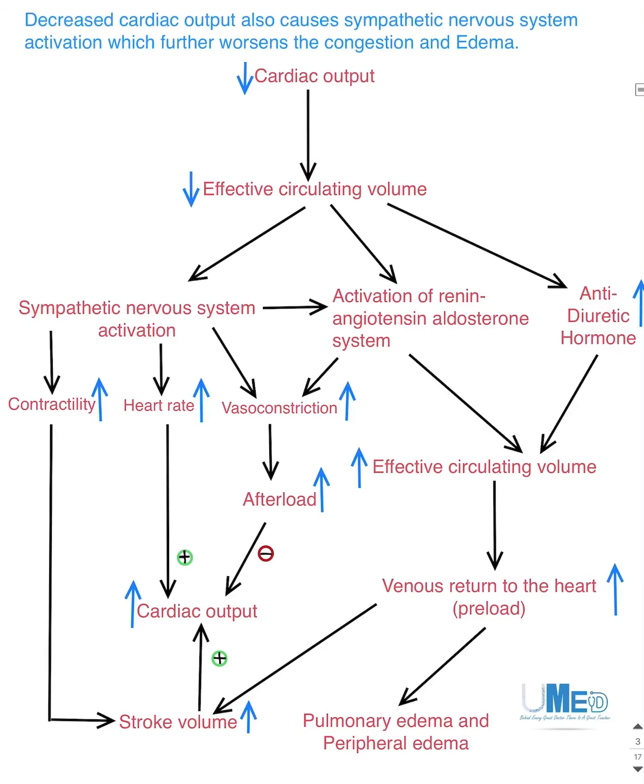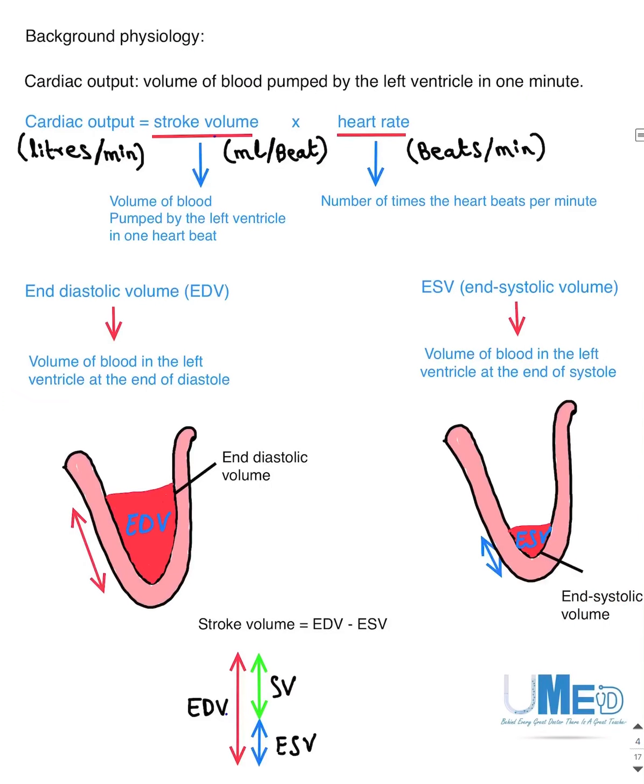So you should know that decreased cardiac output in the setting of heart failure also causes the sympathetic nervous system activation, and this will further worsen the congestion and edema. Before discussing the reason why increased sympathetic nervous system activation will further worsen the congestion and edema, we must discuss some background physiology. There are a few basic concepts we need to discuss.